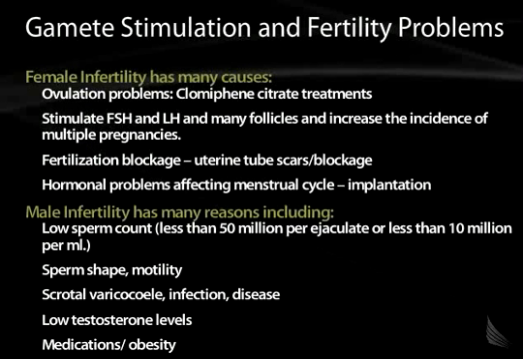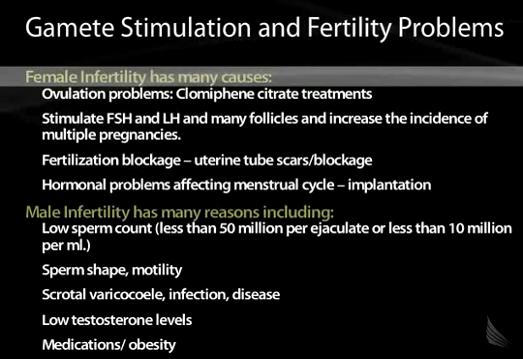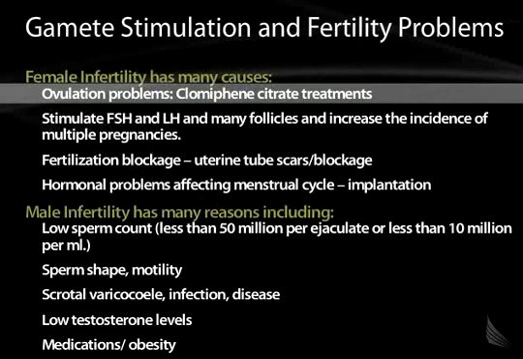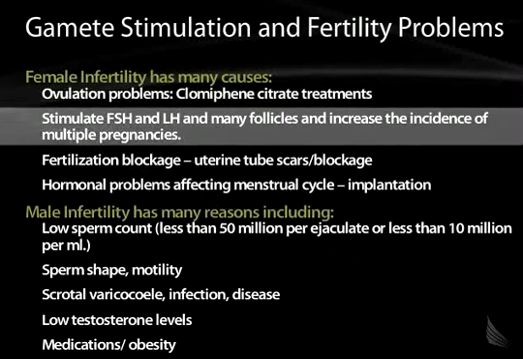When we think about gamete stimulation and fertility problems, think about female infertility, which has many causes, not all of which we'll have time to discuss right now, but one of the major components is problems with ovulation, and they'll oftentimes prescribe some of the fertility medicines, such as clomiphene citrate, to help with treatment of ovulation difficulty. This will stimulate FSH and LH, and that will produce many follicles and increase the incidence of multiple pregnancies.